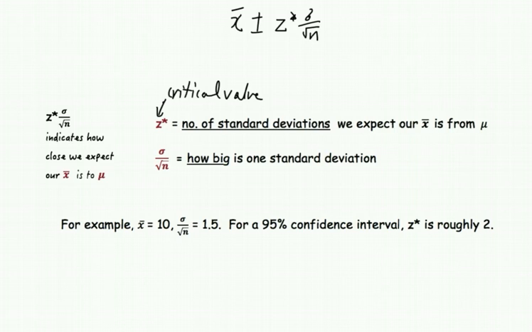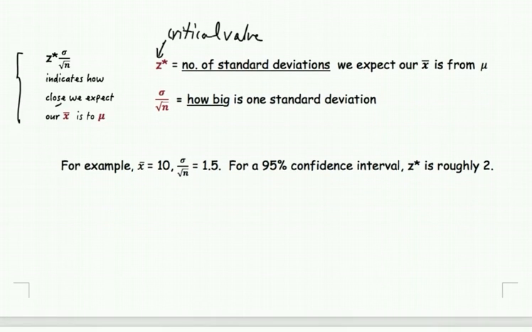And then how big is one standard deviation? That is measured by sigma divided by the square root of n. So the product of z star and our standard deviation tells us how close we expect our sample mean is from mu. So let's take a look at a quick example.